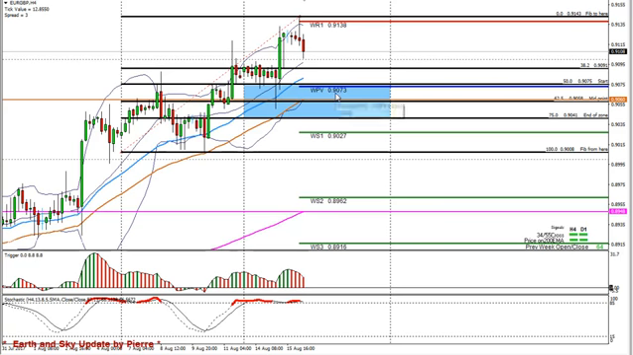Now in the zone at 9073, we've got a weekly pivot point. Also a 55 at 9059. So that will be my areas where I will look to long this pair again. Possible shorts in this area here, 9183. If you do get into a short, profit take will be at 9073.